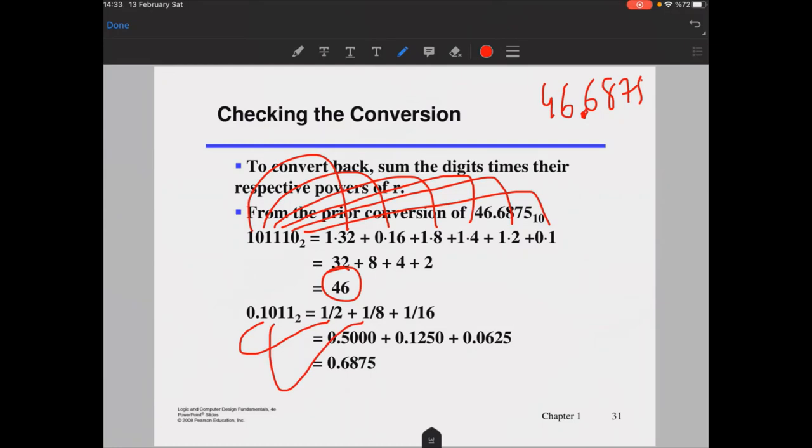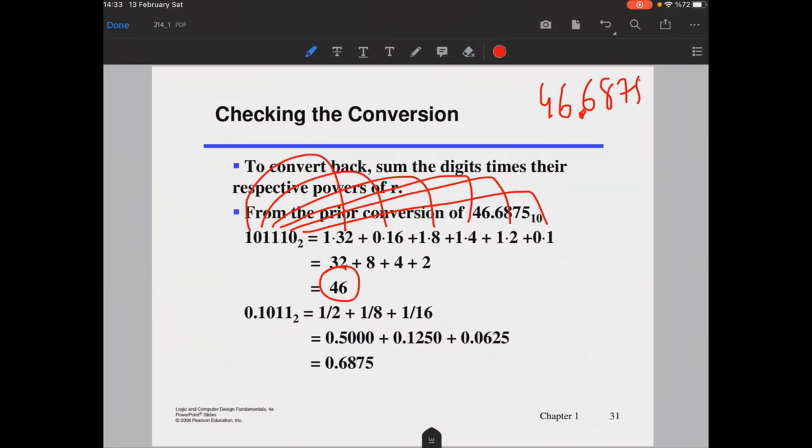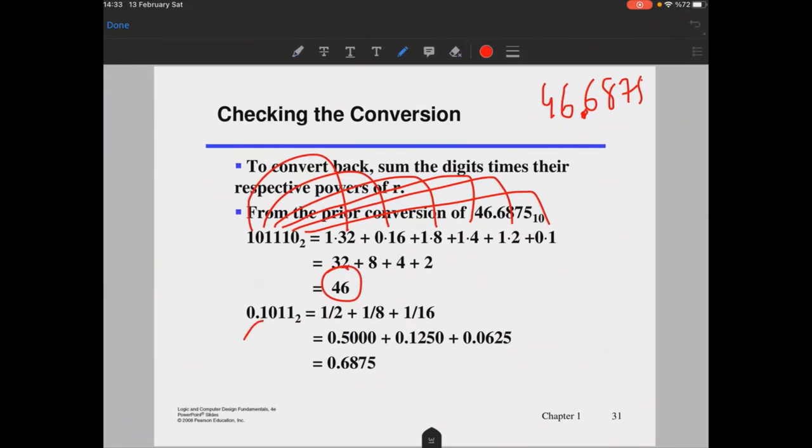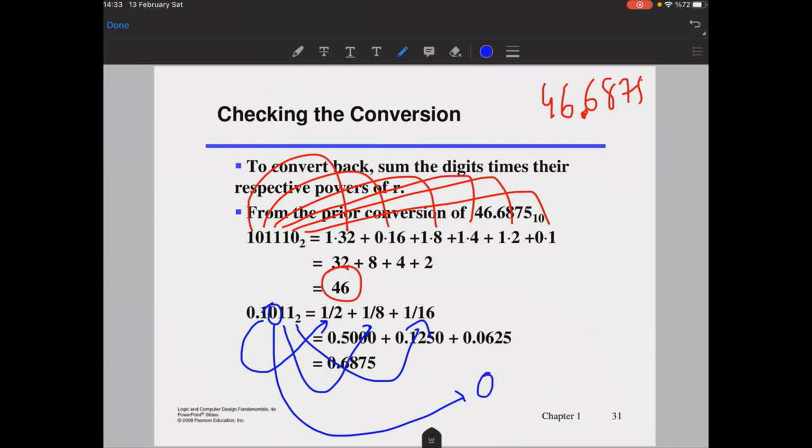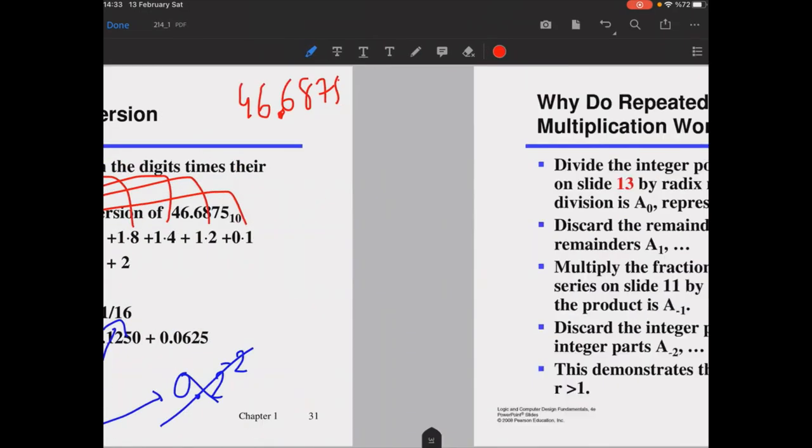No, it's not here. This one is put here. This one is here. This is how we do it. And this one has been skipped here, which is 0 times 2 to the power minus 2, because it would give you 0 at all. So they didn't put it here.